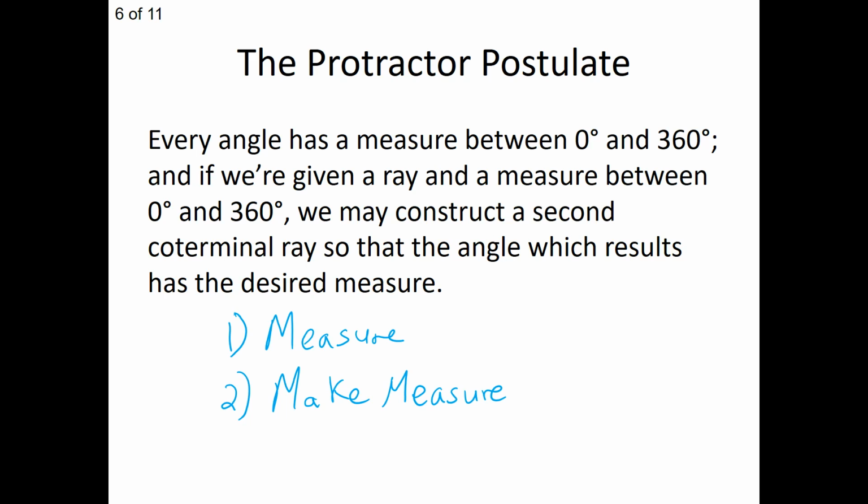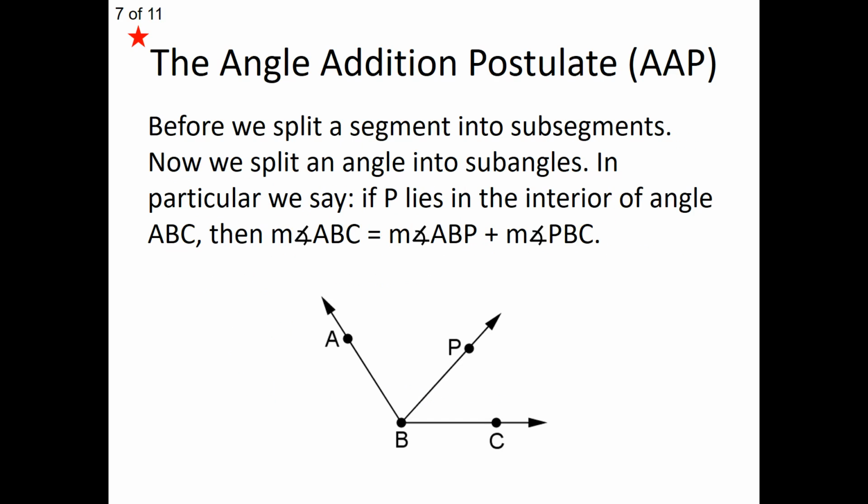Now, following the protractor postulate, we have the angle addition postulate. We split segments up into two subsegments. Now we can split angles into two subangles. What we need, though, is a point to lie on the interior of an angle. So if we're given an angle ABC, here's our angle ABC, and we're told that point P lies on the interior of the angle, great. We can then construct a ray from the vertex of our given angle through that point P. We know that ray exists.